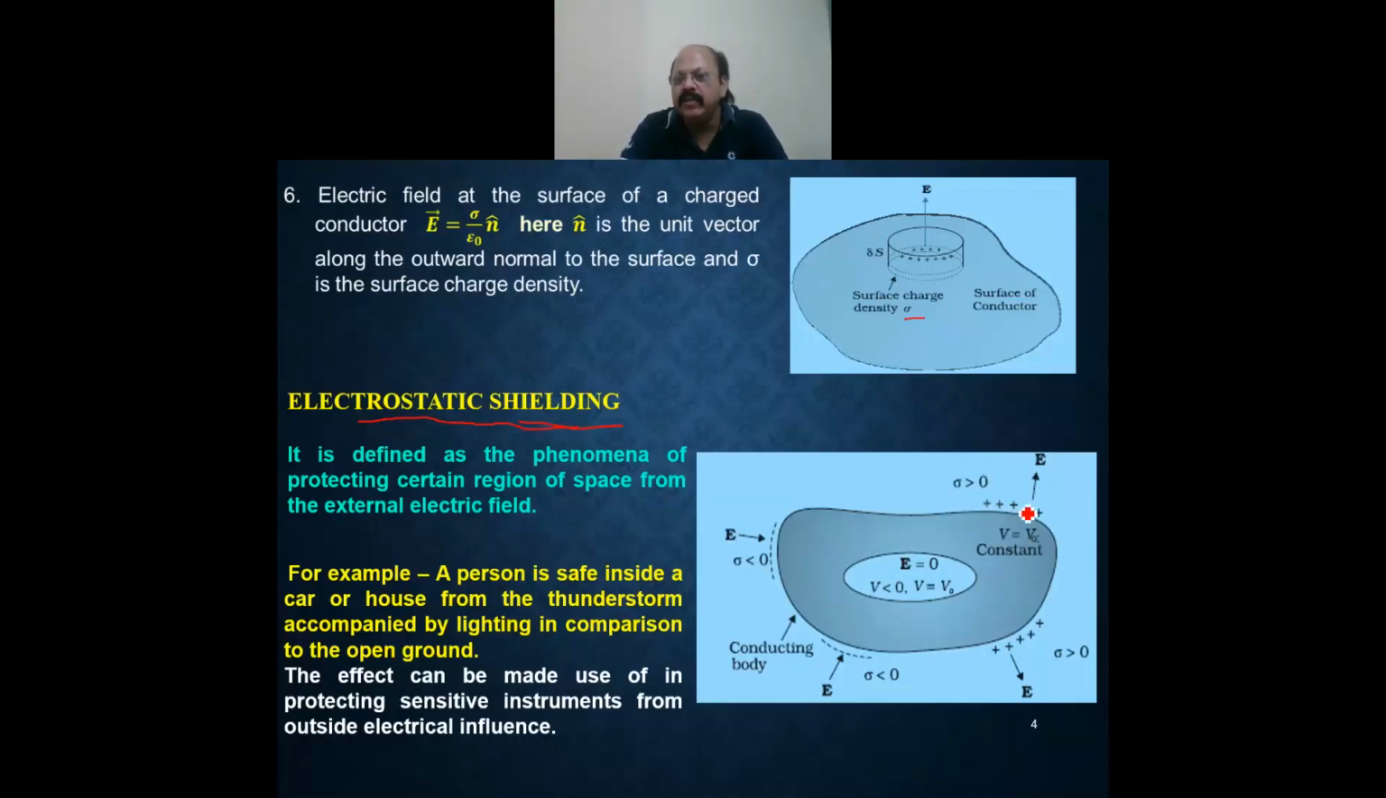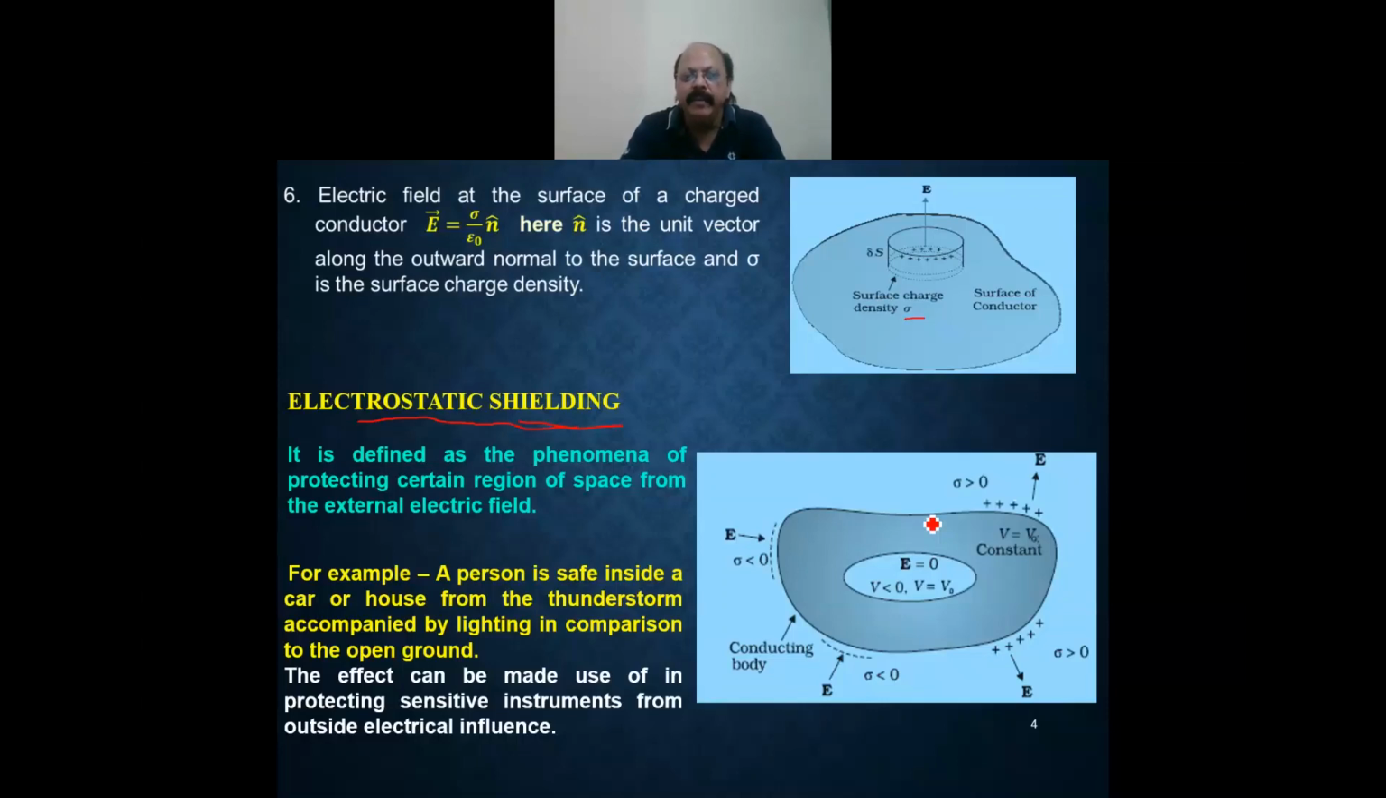And you can see that here these are the positive charges, so the electric field is radially outward and the surface charge density is greater than 0. Similarly here sigma is greater than 0, positive charges, and here the negative charges, sigma less than 0, so the electric field is radially inward. Same way here. So this is the hollow conductor, and inside the hollow conductor the electric field is 0.